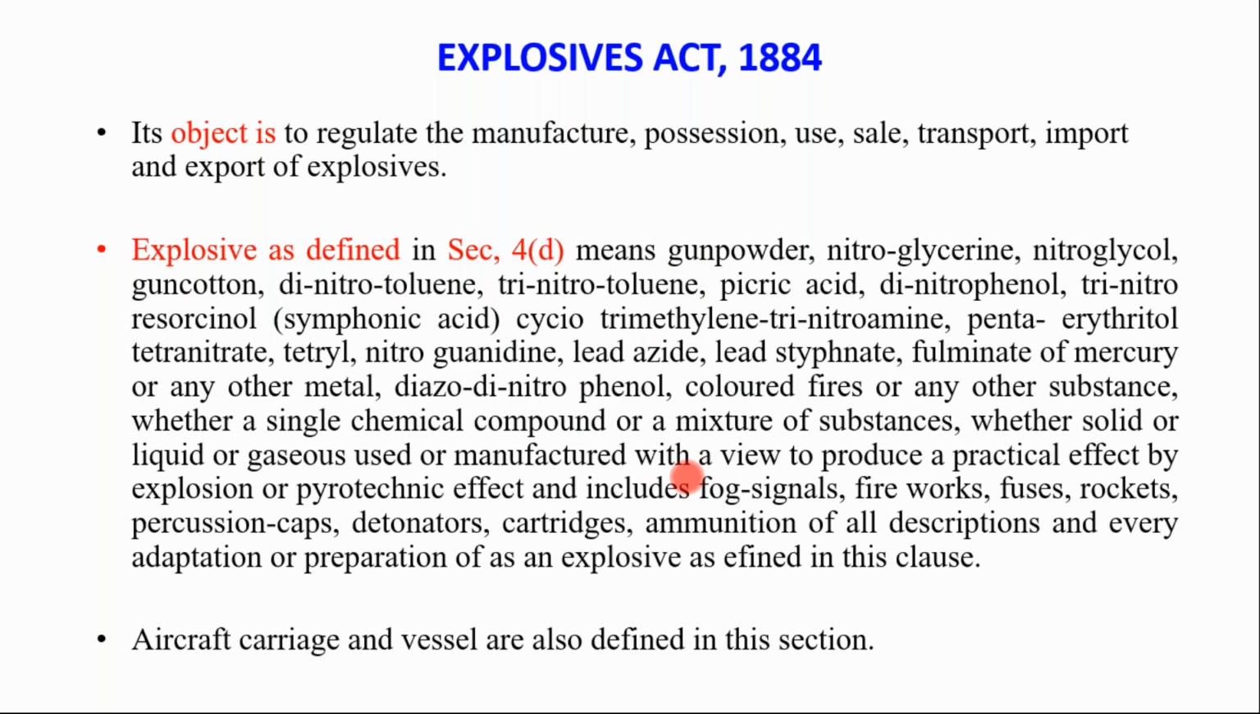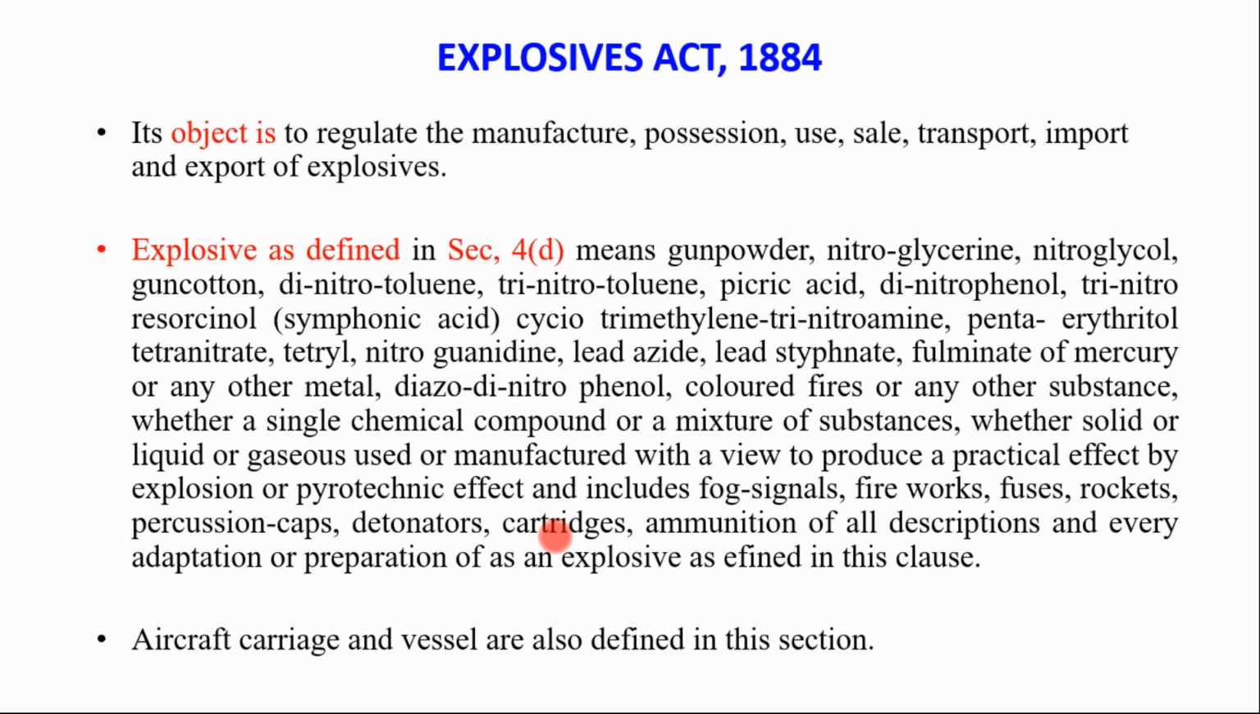So whatever the application may be, sometimes we think these chemicals or explosives are not covered, but you can understand that fireworks, fuses, rockets, percussion caps, detonators, cartridges, ammunition of all descriptions and every adaptation or preparation of an explosive is defined in this clause. So whatever the detonators, ammunition or fireworks, all these things are under the Explosives Act, and the explosive definition is given under this Section 4.